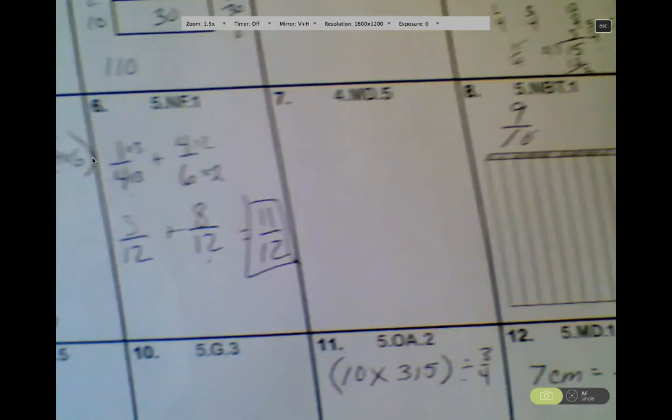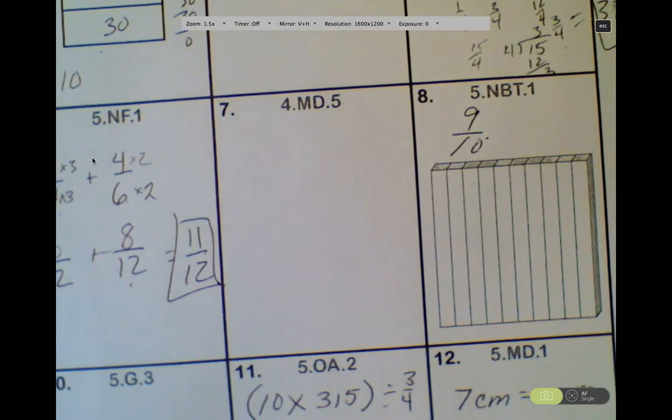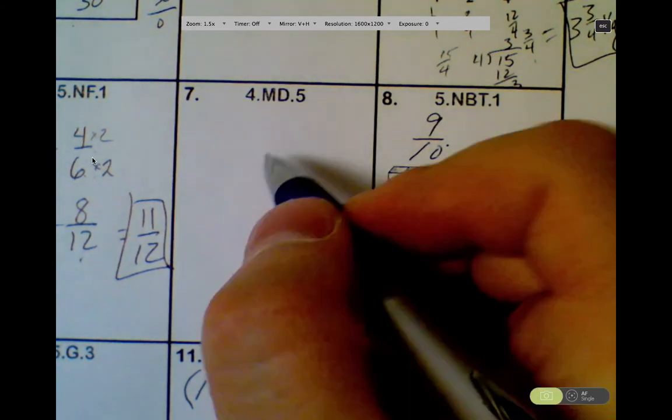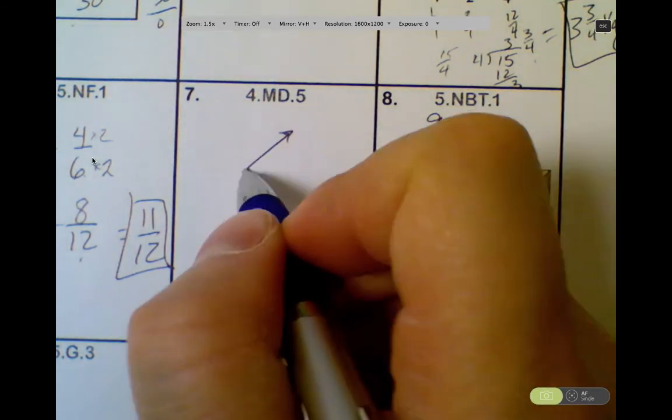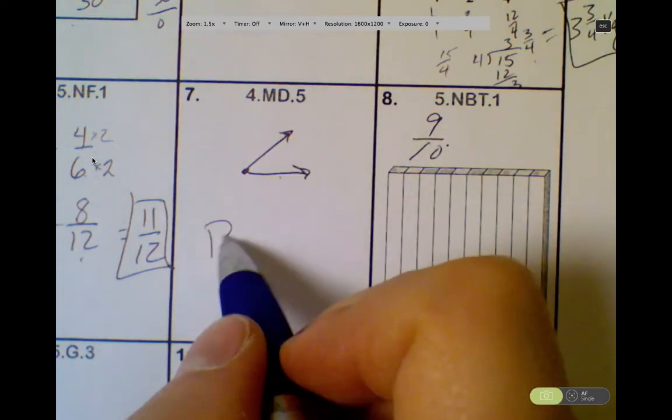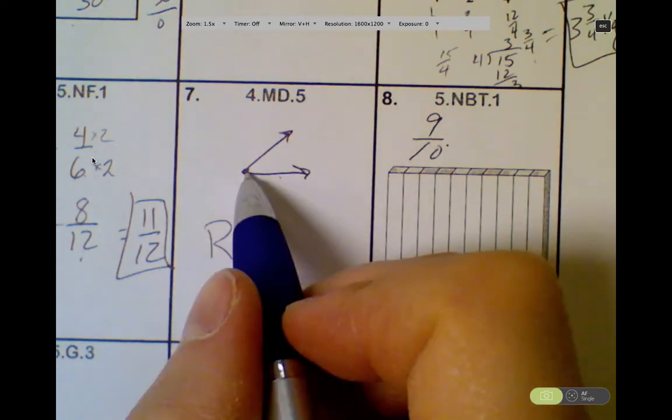Number 7. Angles are formed wherever two rays share a common point. Well, this is what an angle looks like. And these two things right here are called rays. And they're sharing a common endpoint.